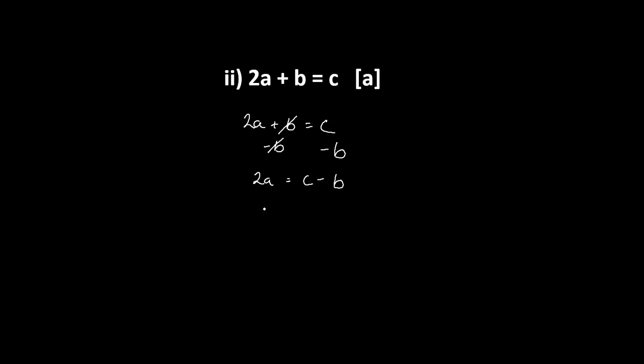Okay, this is 2A, so if you want to get rid of the 2, you divide by 2 here, cancel, cancel. Then you also want to divide by 2 on this side. Okay, so that leaves us then, I'll write it down here so there's a bit more space. So A is then equal to C minus B divided by 2.